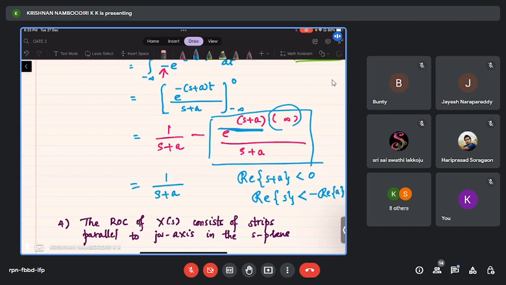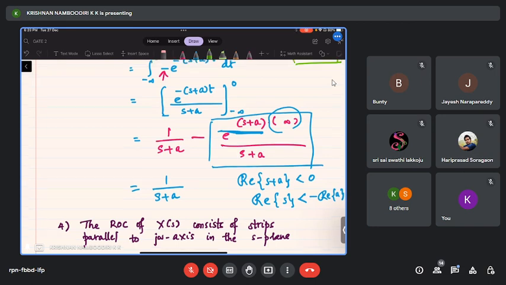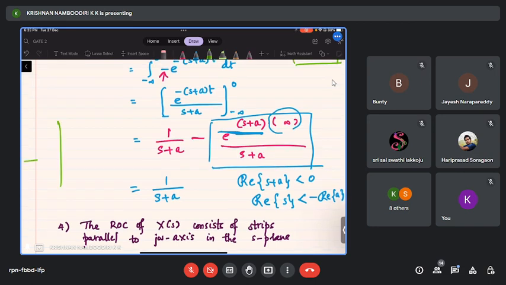Again, this is the same expression for the Laplace transform, but here, say a is a positive real number, you assume that, and minus a will be here. So your region of convergence is the real part of s less than minus the real part of a. Agree?